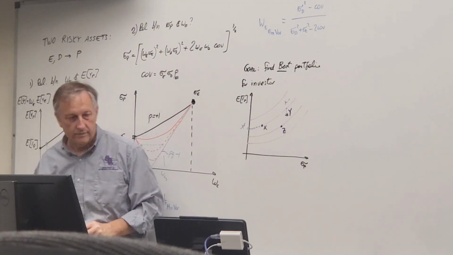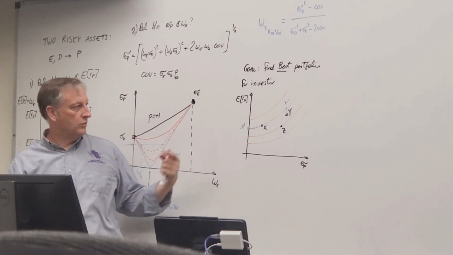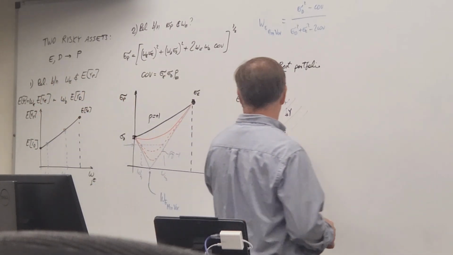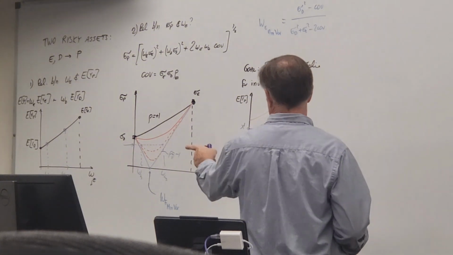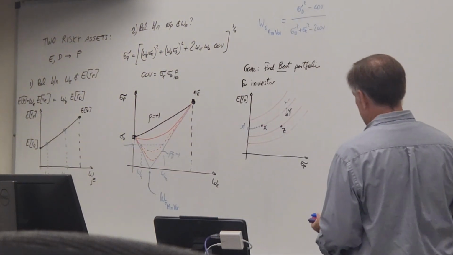Yep. And what about Z? Well, Z is clearly below it. So this is the tool that we have to figure out what investors like. How can we make these? How can we use this to figure out what is the best asset allocation for the investor?